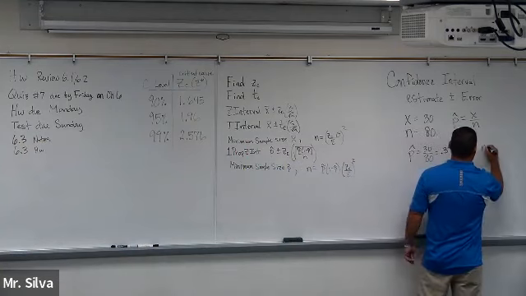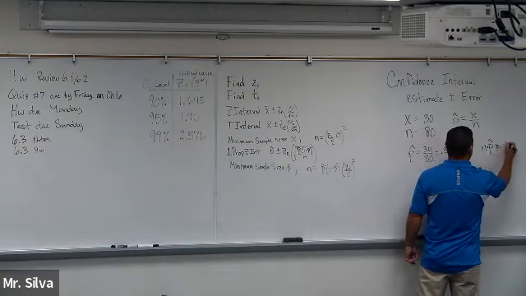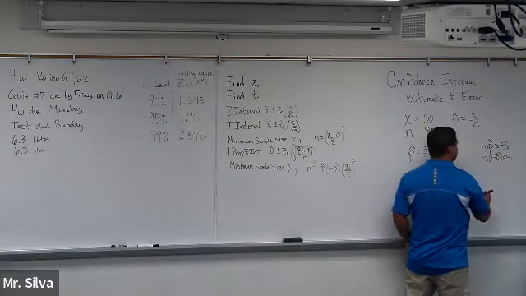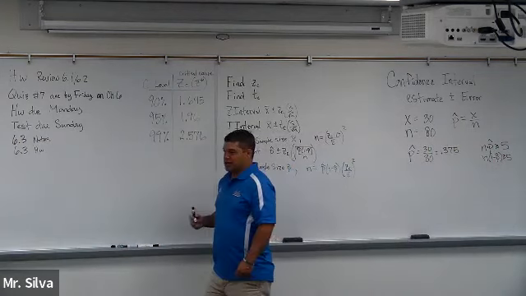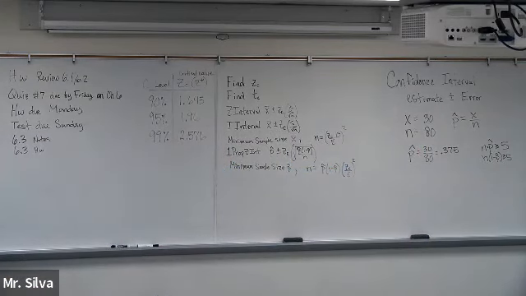Our sample size, N times P hat, has to be greater than or equal to 5. And N times 1 minus P hat has to be greater than or equal to 5. Some books use 10. It's just, is your sample big enough?